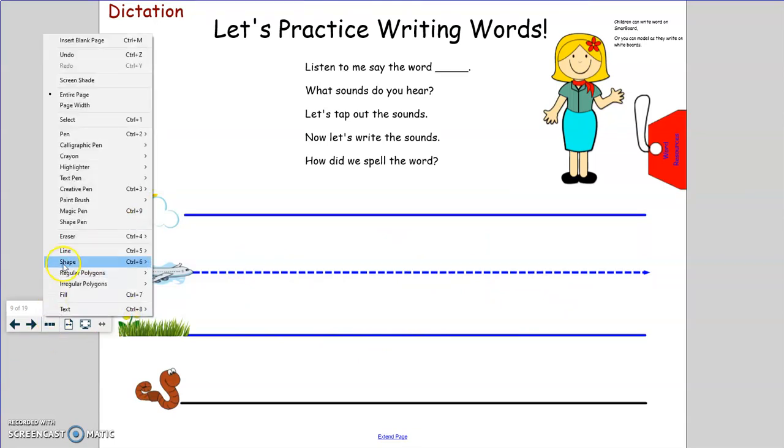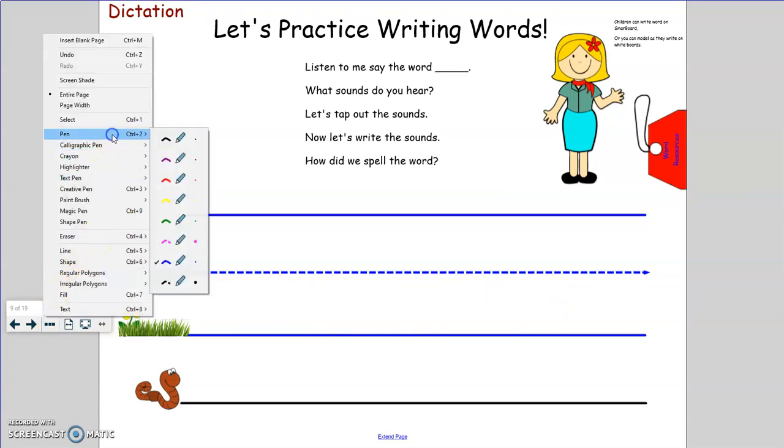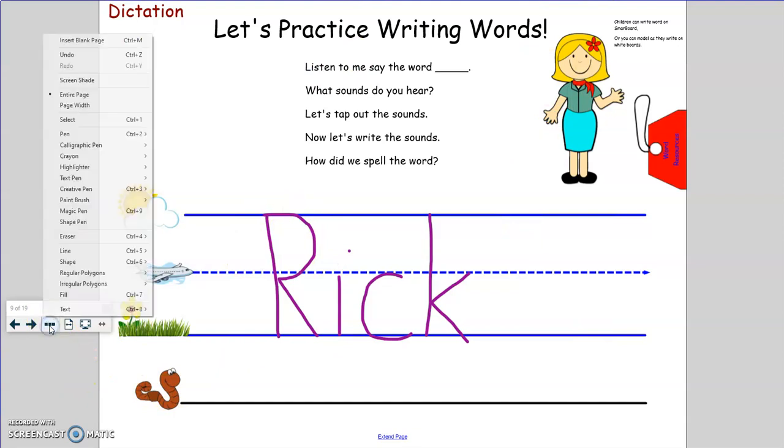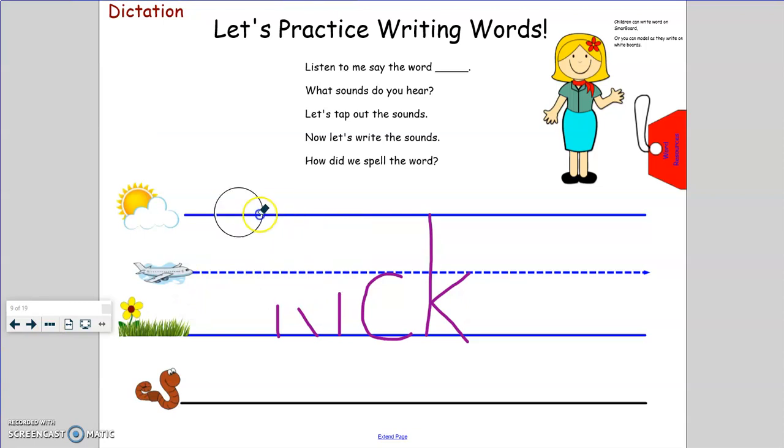Let's try another name that has a digraph in it. I wonder if you have a digraph in your name. Think about it. Okay. I made the R capital because it's someone's name. And this name has a digraph at the end of it. Okay, tappers up. Rick. Rick is a man's name or a boy's name. And I made the R capital because it's someone's name. We were able to tap it out because we knew all the sounds in the word Rick.